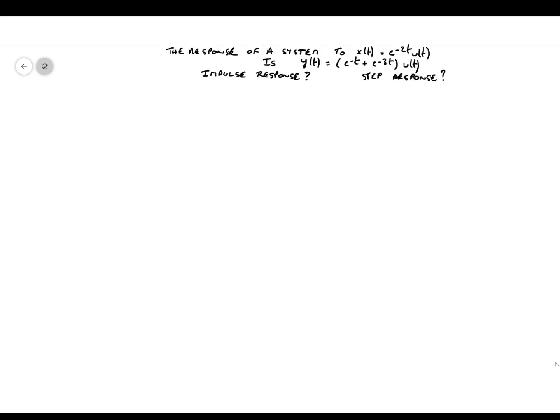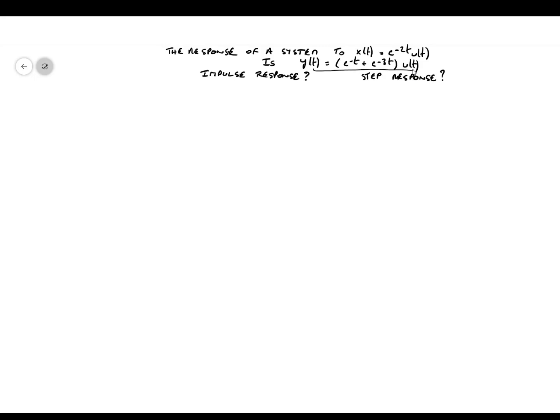So here's another exercise, and it's one of the type that I like very much, and it says, well, the response of a system to the input x of t, which is exponential of minus 2t times u of t, is y of t, equal to this expression over here. The question is, can you find the impulse response and the step response?